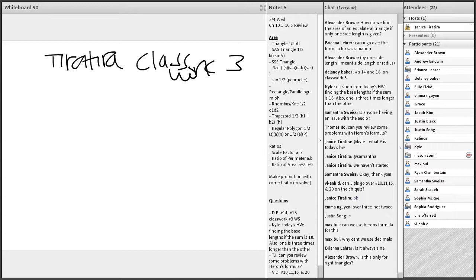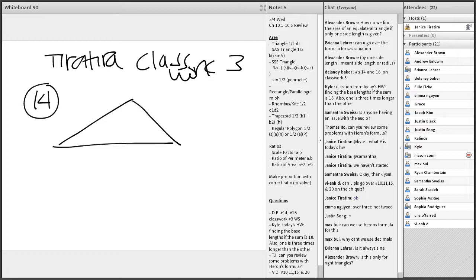So she's asking for 14 and 16, and those are some thinkers. I'm not sure if those are going to be on the test, but these are good review problems. It asks to find the area of the triangle. So we were given a right triangle. This is 6 and 2. So we have to use 1/2 base times height.